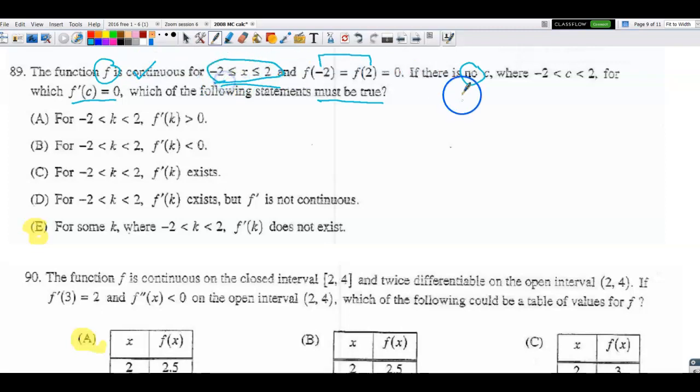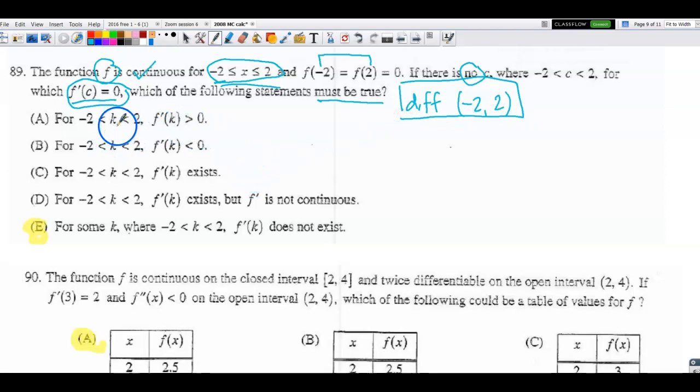What did they never state? They never stated or indicated anywhere that I have a function that's differentiable on the open interval from negative 2 to 2. However, they're saying, and the endpoints have the same y value, so they said if the derivative is not 0, which is what they're saying right here, which of these statements has to be true? So it's going to have to be something that breaks the differentiability.